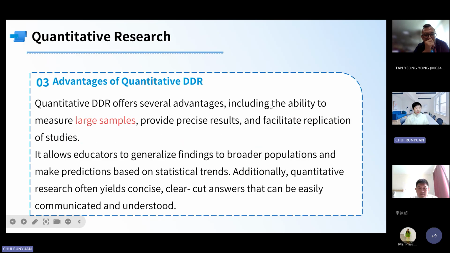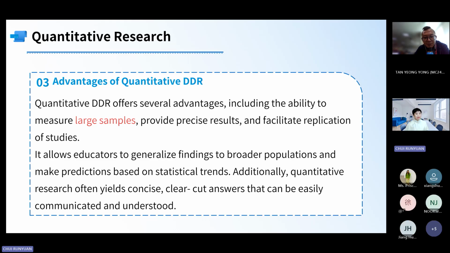As for the advantages of quantitative DDR, quantitative DDR offers several advantages, including the ability to measure large samples, provide precise results, and facilitate replication of studies. It allows educators to generalize findings to broader populations and make predictions based on statistical trends. Additionally, quantitative research often yields concise, clear-cut answers that can be easily communicated and understood.